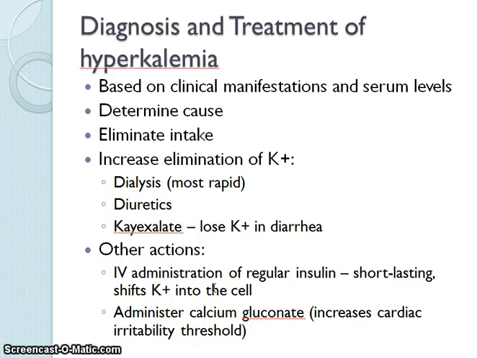Other methods they can use, they can give insulin. They'll give short-acting, rapid insulin to shift potassium into the cell and out of the extracellular space. They can also give calcium gluconate. This increases the cardiac threshold for the electrical activity, which can spare some of the complications for the cardiac muscle.